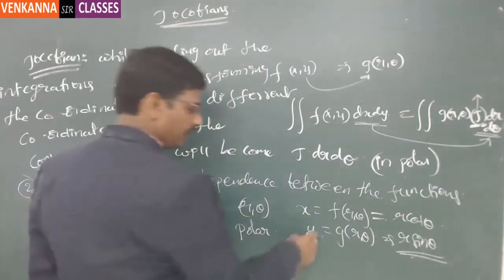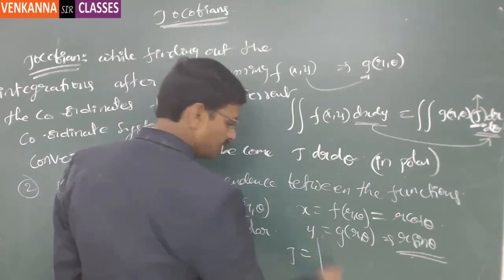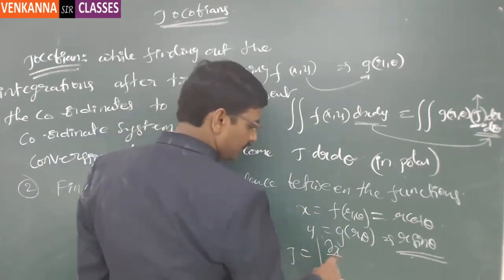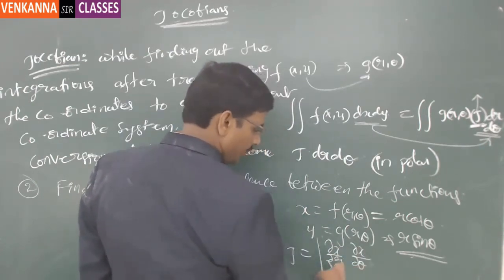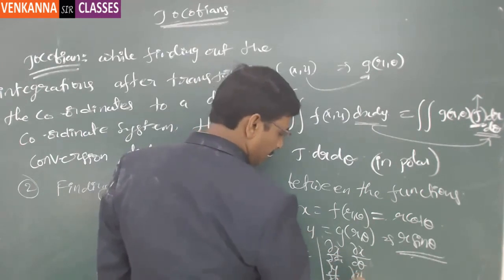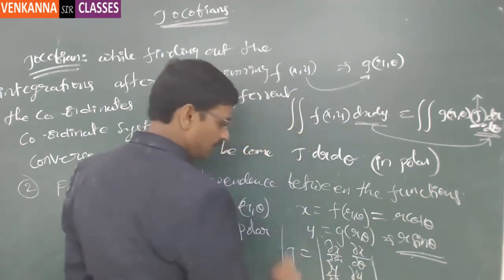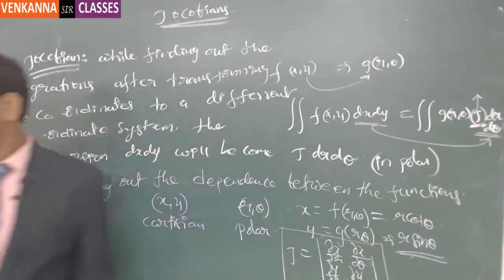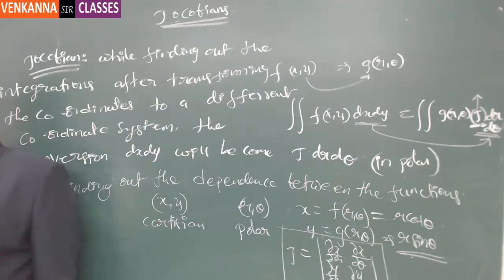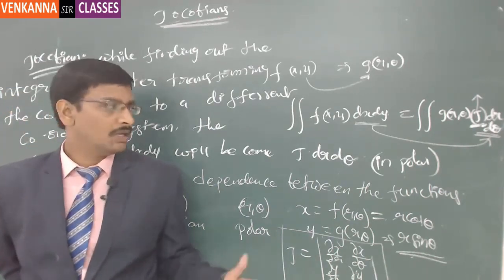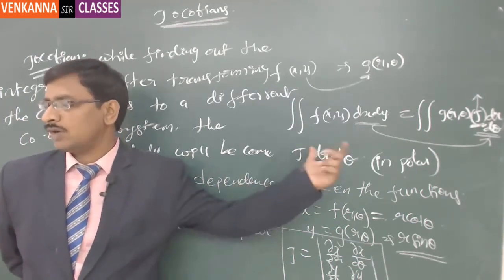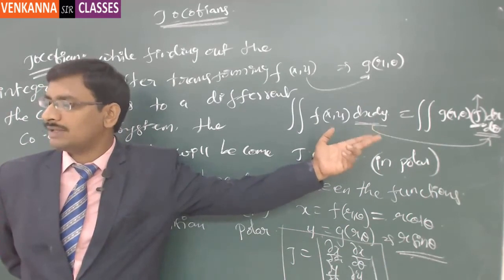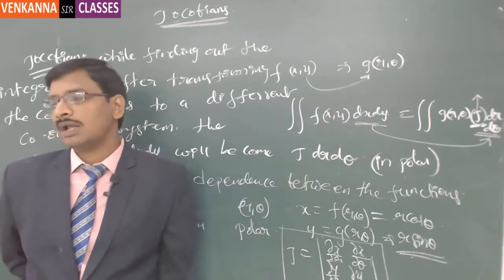That Jacobian J is nothing but the modulus of the determinant with dou x by dou r, dou x by dou theta, and dou y by dou r, dou y by dou theta. So this determinant is called the Jacobian. Got it? So a Jacobian is primarily used for two purposes. One is to find the dependence between the functions, and another is to find the Jacobian which is required to calculate the integral after transforming into another coordinate system.